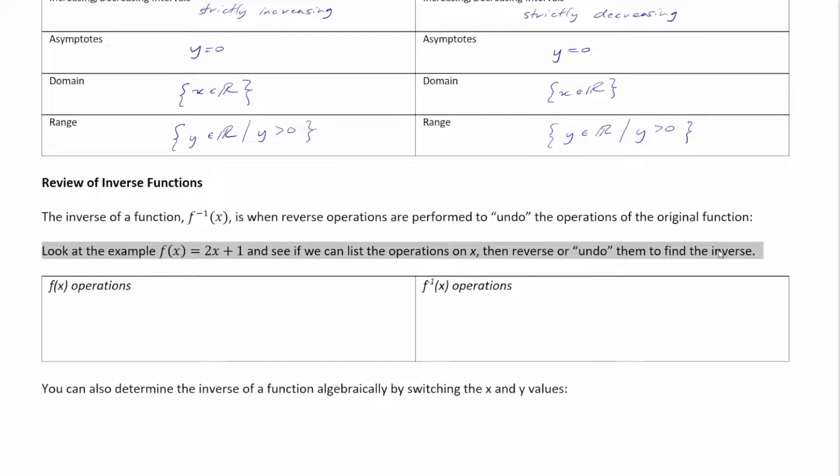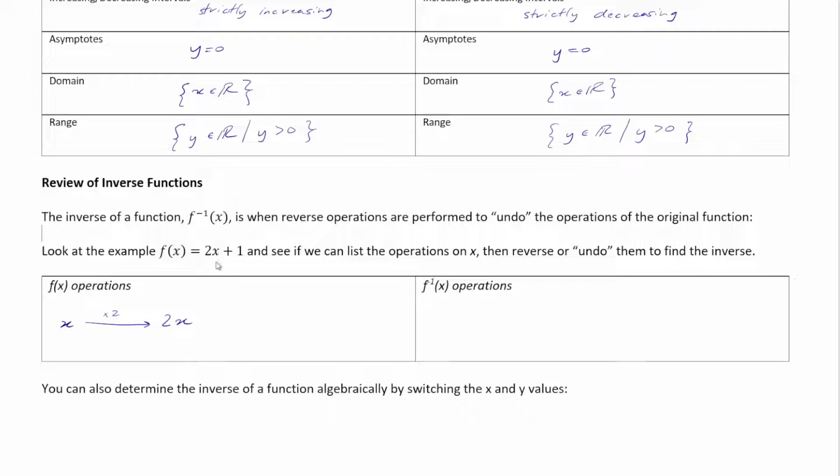This is a linear example, right? And see if we can list the operations on x, then reverse or undo them to find the inverse. Right, so what are the f of x operations on x? When we input x into this function, what happens? Okay, so we start with our x, we input it into the function here, and we can see that it is multiplied by 2. Okay, so it gets multiplied first by 2, and we get 2x.